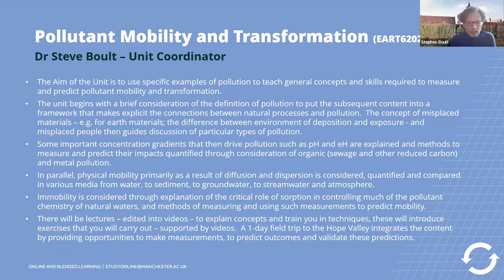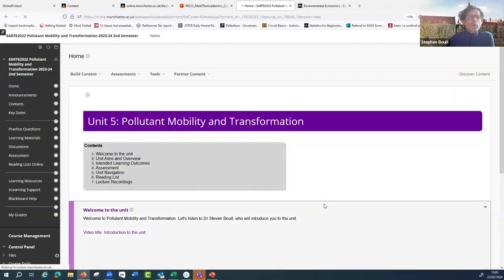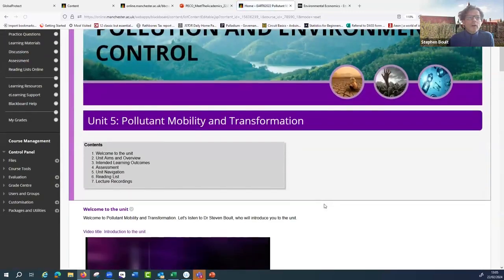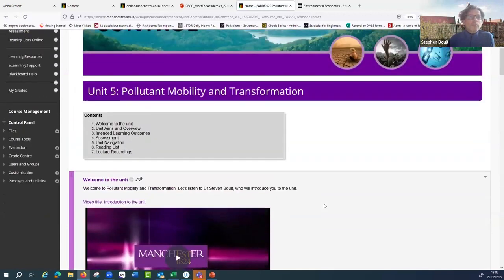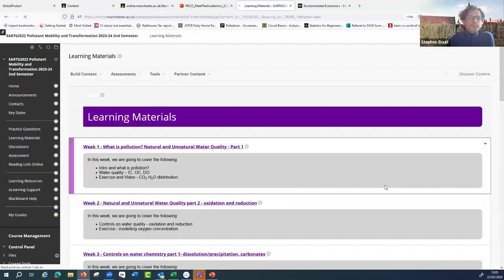I think that the best thing I could do is to share my screen with you, because this will also allow you to see the learning environment that we've been talking about. So this is the learning environment that we use, which is called Blackboard. And there's a home page for the unit. There'll be an introductory video, and then the learning materials are there week by week.